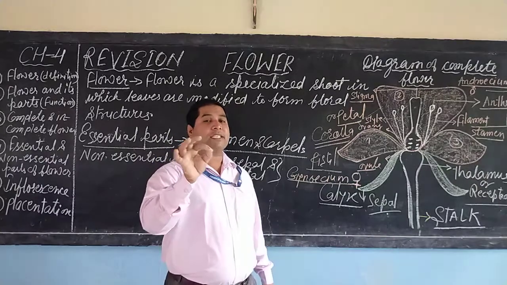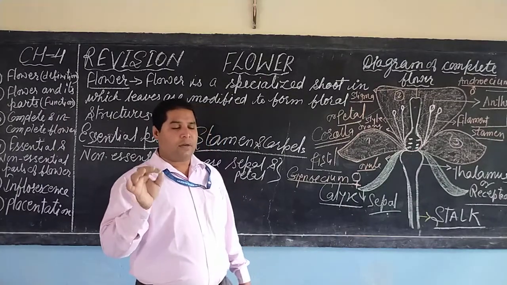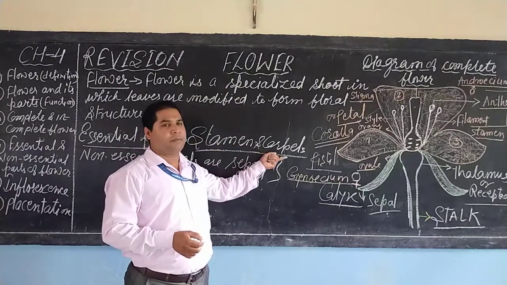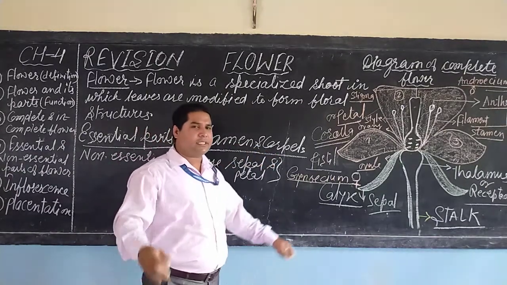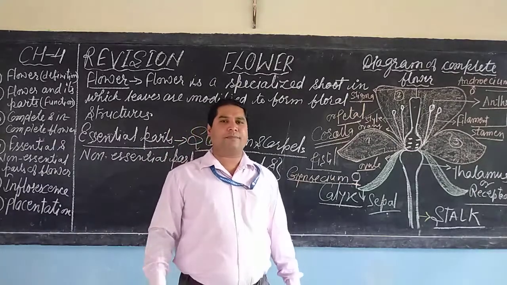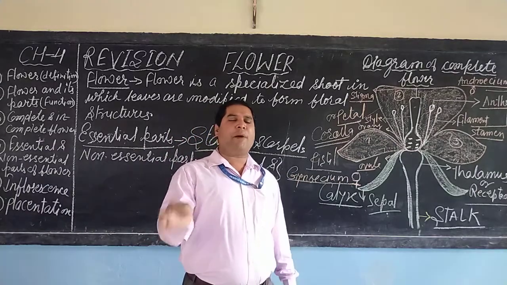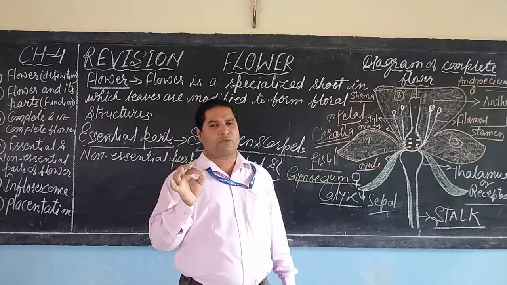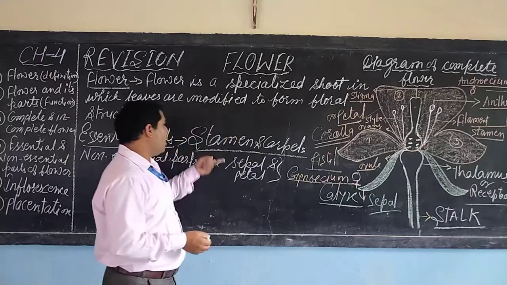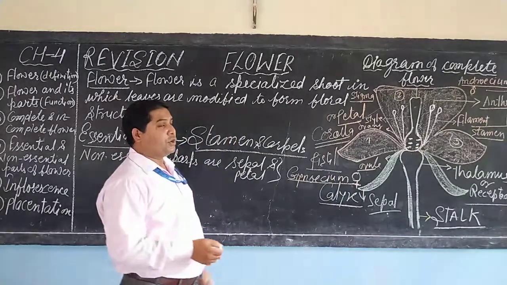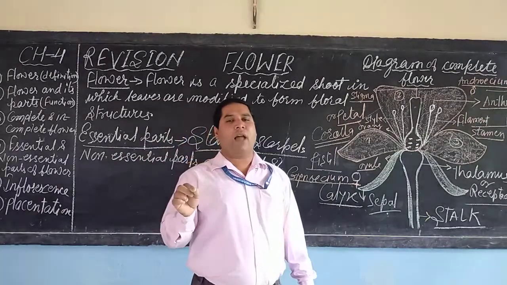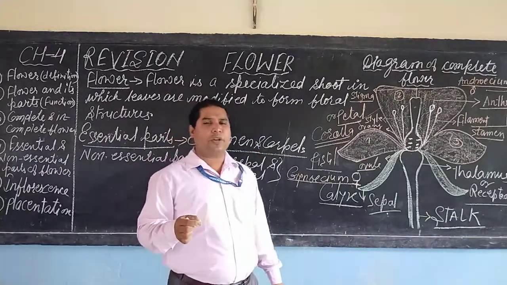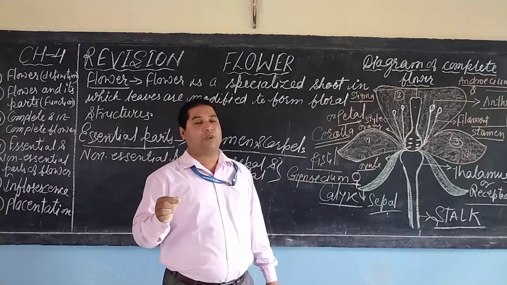Let us see bisexual and unisexual. The flower which consists of both male and the female part is known as bisexual flower, and in the flower if either male or female part is present, it is known as unisexual flower. The flower which consists of only the stamen is known as staminate flower, and in which only carpel is found, known as carpellate or pistillate flower.